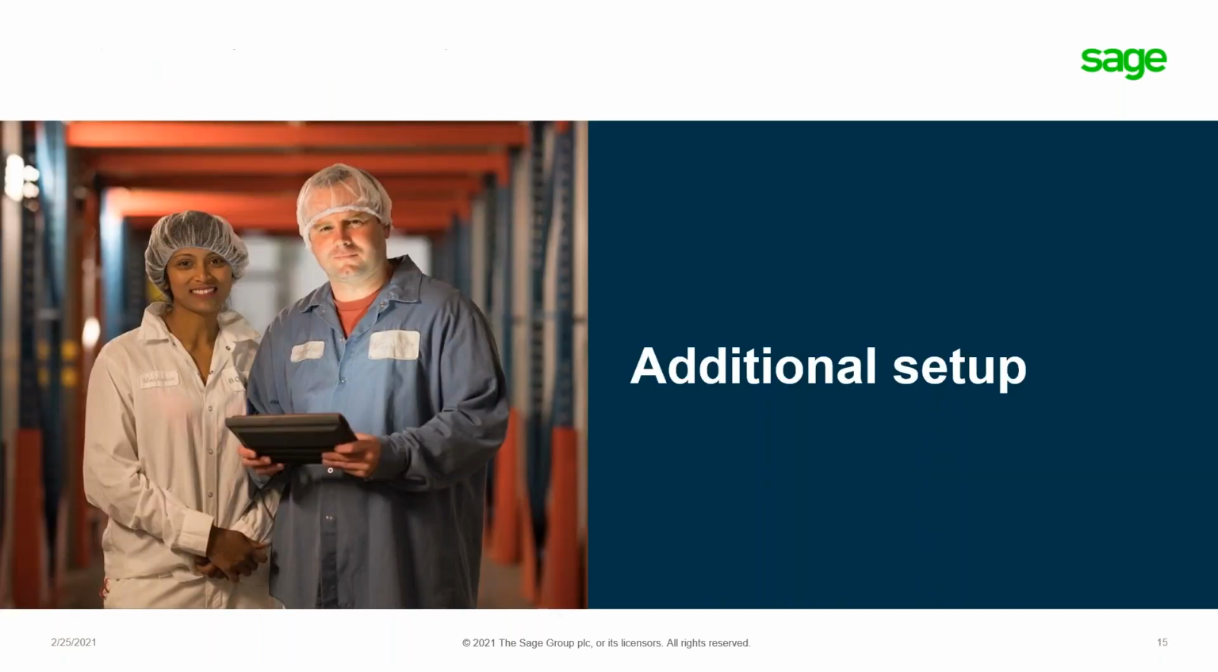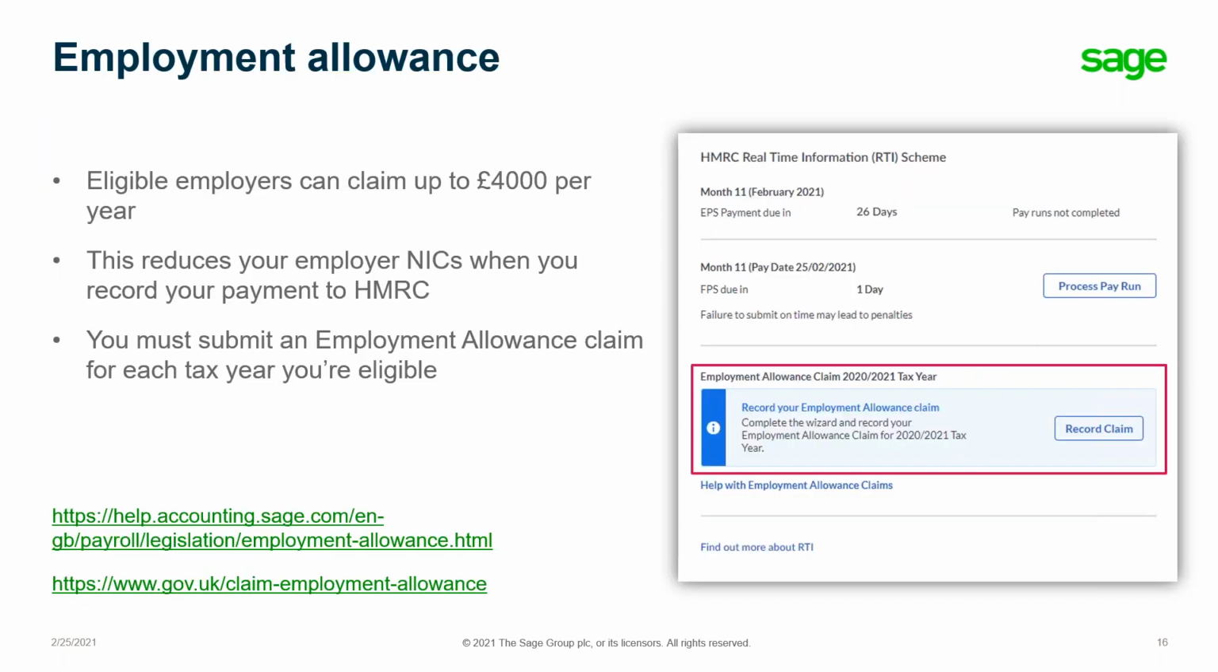So now that we've got the pay calendars and the employee set up, we have got some additional steps that we'll need to complete. And the first one I just wanted to mention is employment allowance, as this is something that we've just covered on migrating your payroll data. Now, if you're eligible for employment allowance, you will need to set it up in your software. It's a government scheme that allows eligible employers to claim up to £4,000 per year. It's an incentive for employing people, and it enables you to reduce your employer national insurance contributions when you're making payments to HMRC.